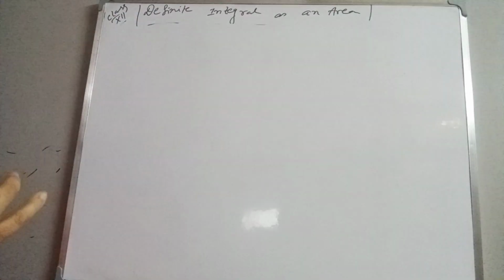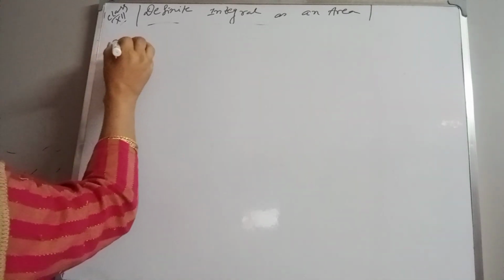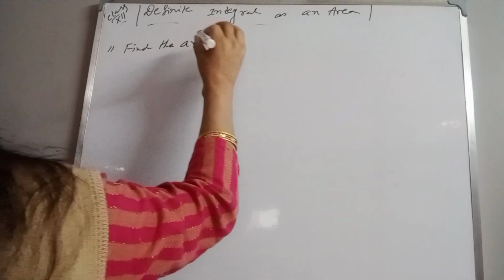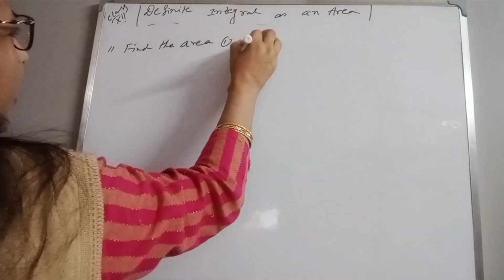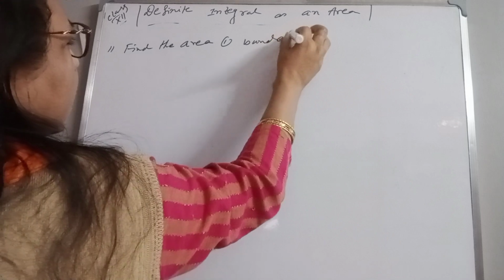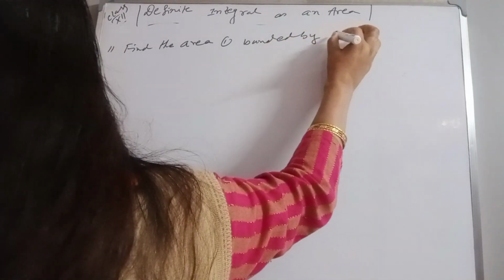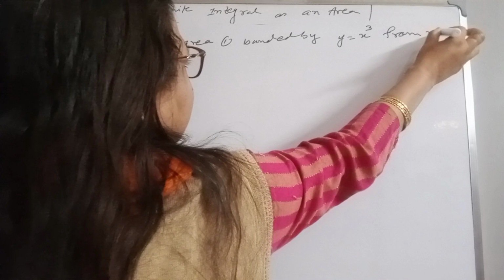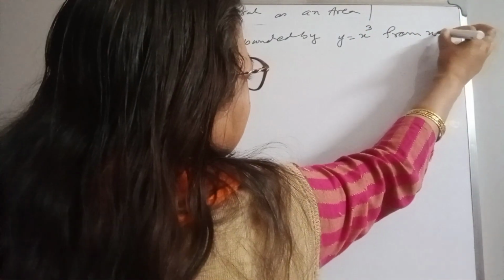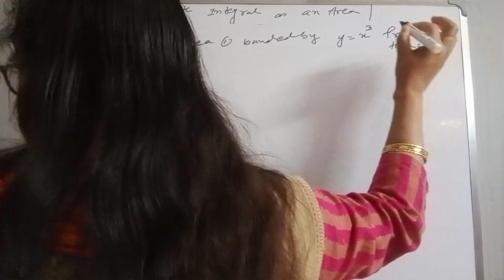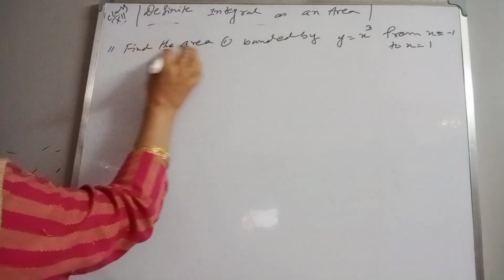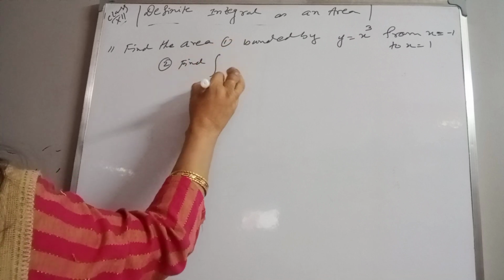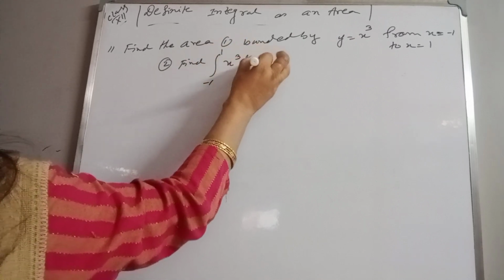Class 12, let us continue the chapter. Now, next, find the area. Same type of question I'm giving. Find the area. First one is bounded by y is equal to x cube from x equal to minus 1 to x equal to 1. This is the first question. And the second is, find the area, that means this one. The second question is, find the integral from minus 1 to 1 of x cube dx.